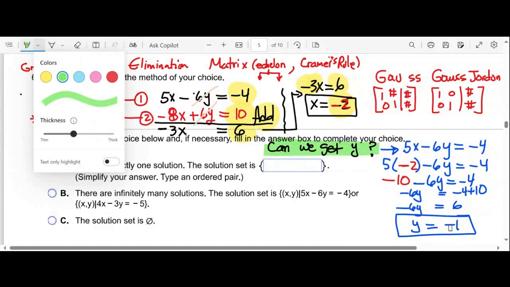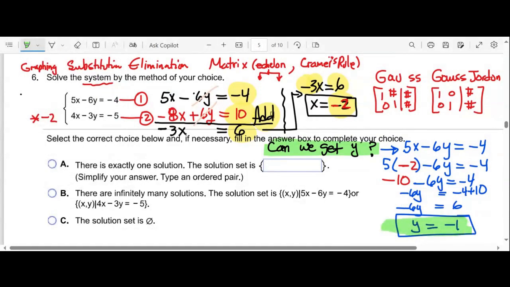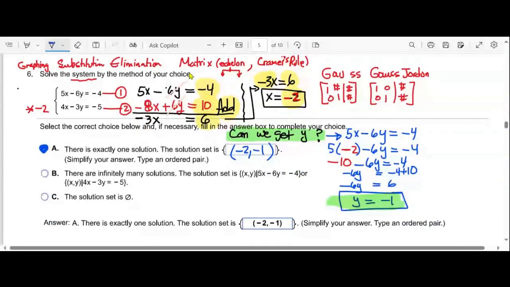No problem. So now we got how much is y, and we get how much is x. So your answer will be there is exactly one solution. And what will this solution be? -2 and -1. Is this clear? Yes, x is -2. Clear or not clear? Yes, clear. Very good. Now let's go to the next question.